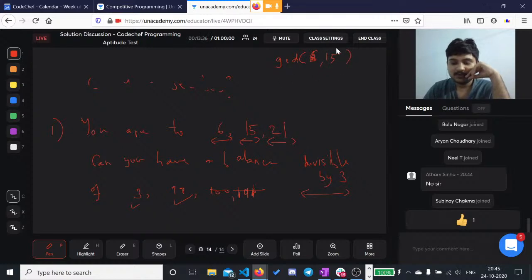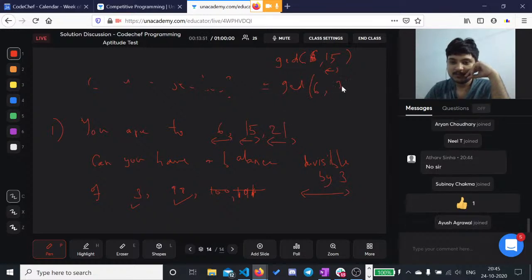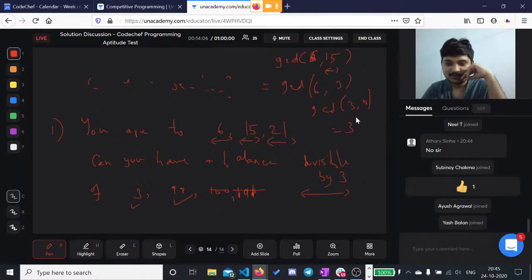What you do is you replace the larger number by the remainder when it's divided by the smaller number. So GCD of 6 comma 15 equals GCD of 6 comma 3 equals GCD 3 comma 0, and that's 3. I mean, this is standard 10 standard maths, right? You should all be familiar with this.